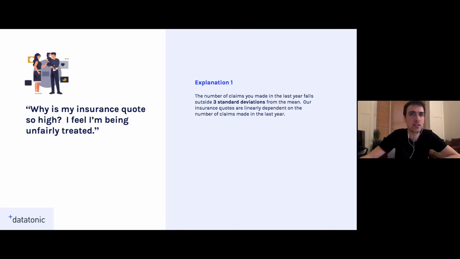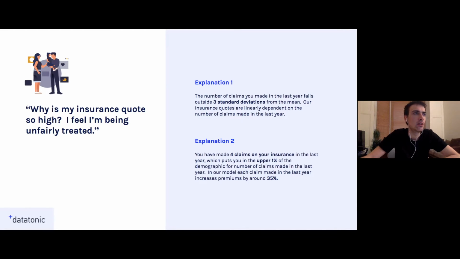So a better explanation in this case would be, you have made 4 claims on your insurance in the last year, which puts you in the upper 1% of the demographic number of claims made in the last year. In our model, each claim made in the last year increases premiums by around 35%. Now, this explanation uses numbers and figures which are far more easy to grasp for people who don't deal day-to-day with data or statistical analytics.